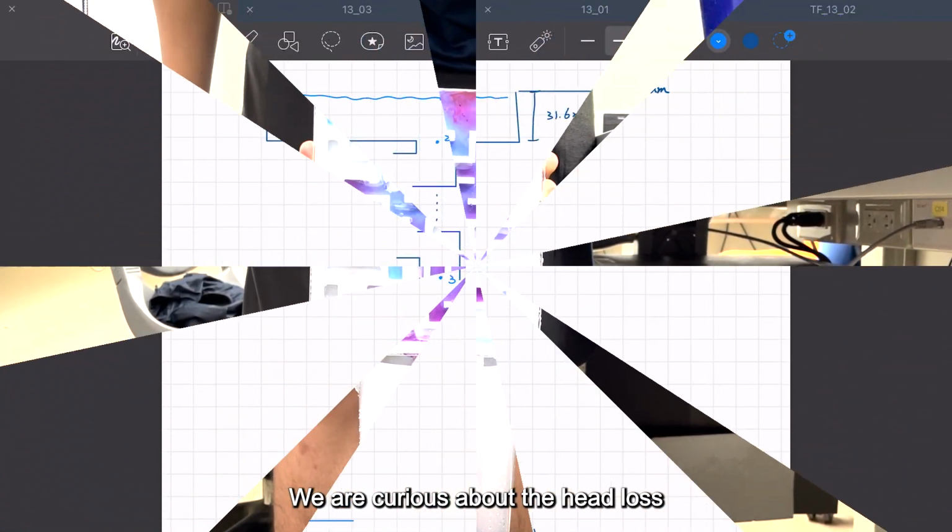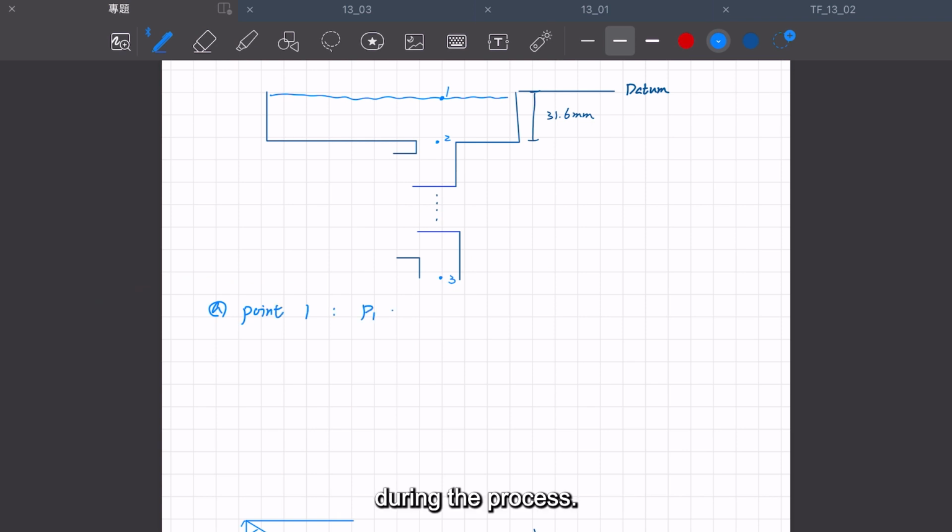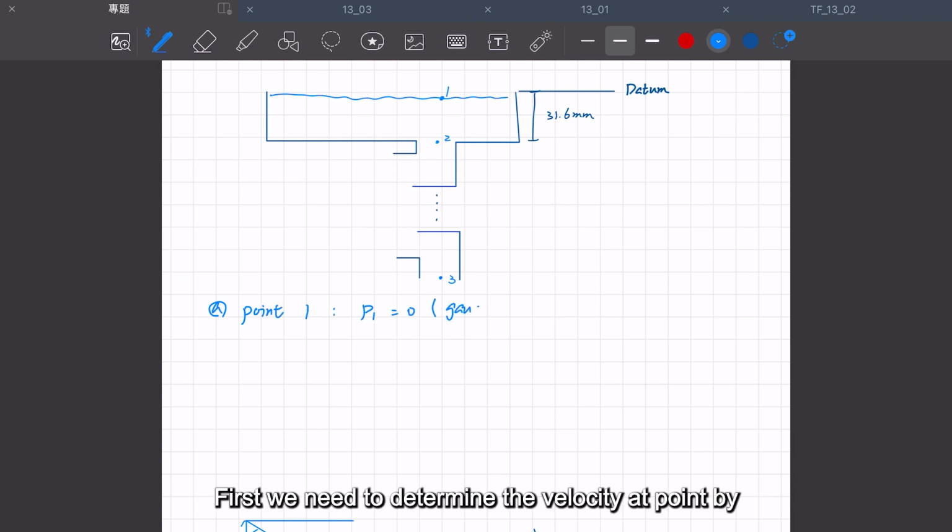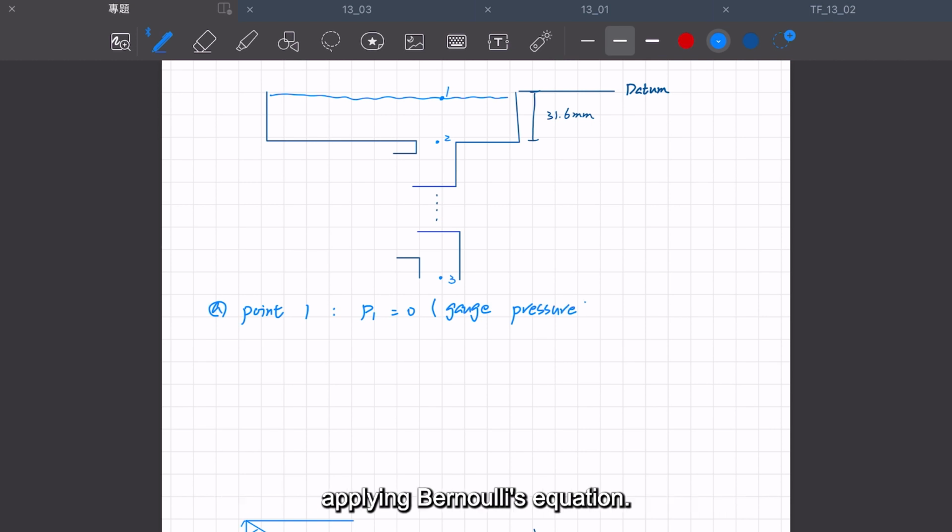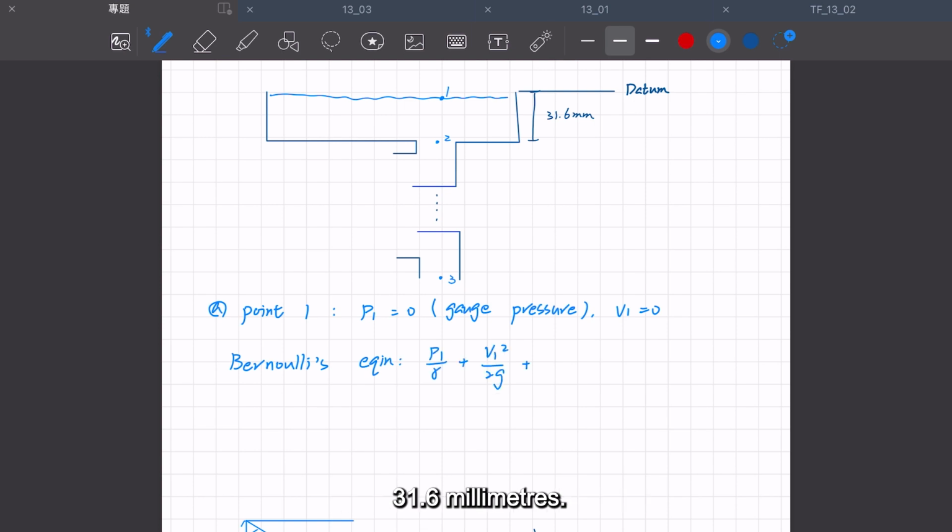We are curious about the head loss during the process. First, we need to determine the velocity at point 2 by applying Bernoulli's equation. As we set point 1 as the datum point, Z1 will be 0 and Z2 will be minus 31.6 millimeters.